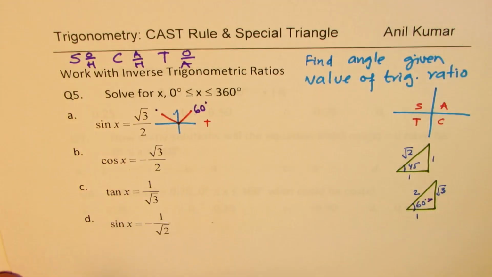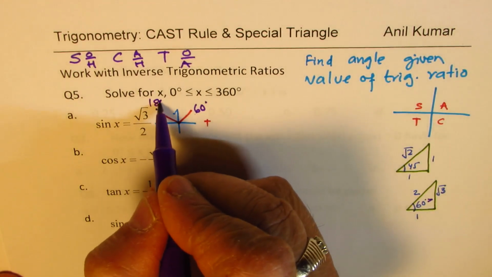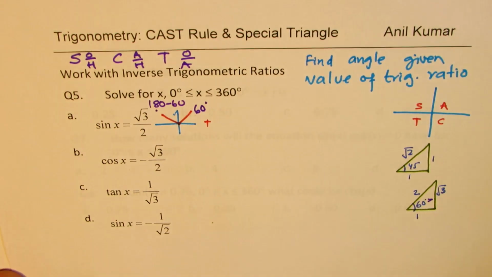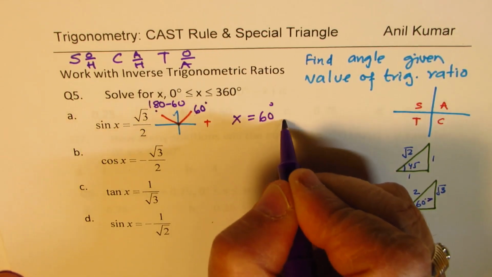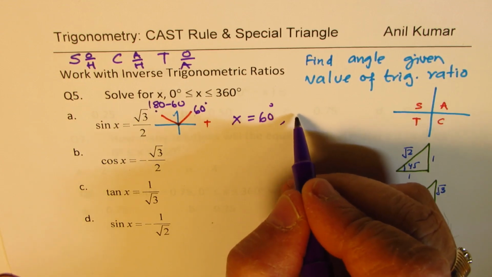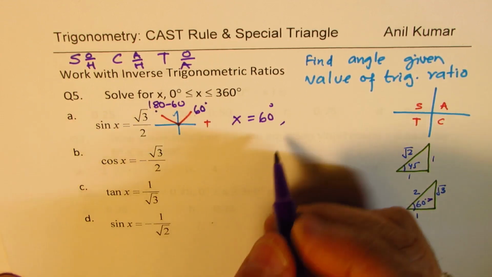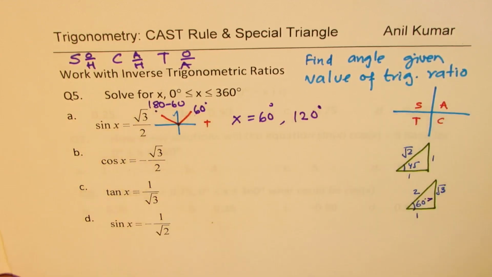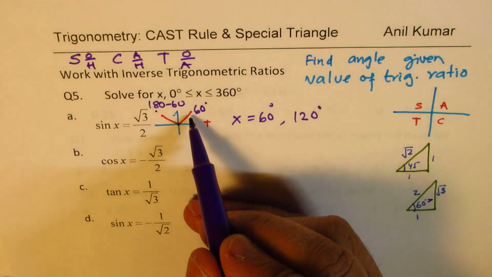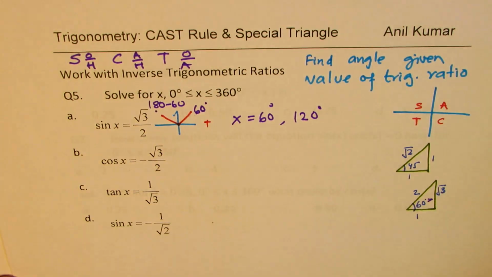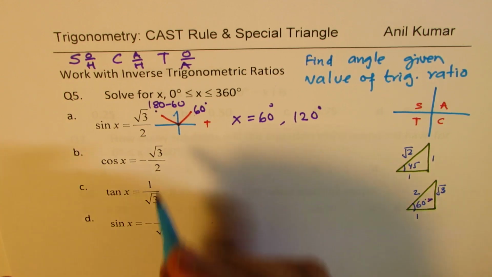So what should be this angle? Well, that angle has to be 180 minus 60. Do you see that? So from here we get our x as 60 degrees and 180 minus 60, which is 120 degrees. Do you get the idea? So we get two solutions since sine is positive in two places, one in quadrant 1, the other one in quadrant 2. Perfect. That is how we are going to answer. Now let's look into the second one.